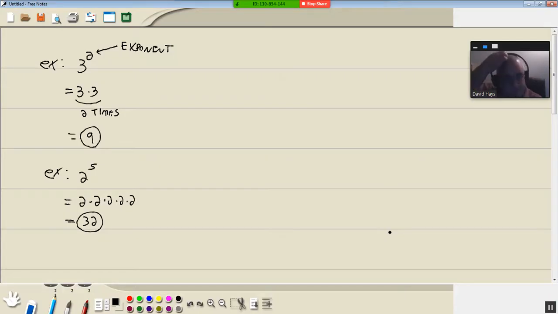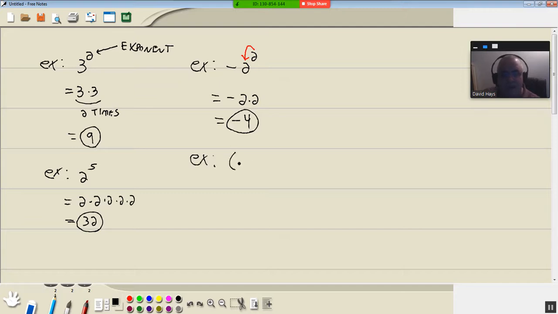What we mean by that is if I had, for example, negative 2 squared. The exponent only affects what's to its immediate left, so it only affects the 2. The negative just carries down, and 2 squared becomes 2 times 2. Negative carries down, 2 times 2 is 4, so our answer is negative 4.